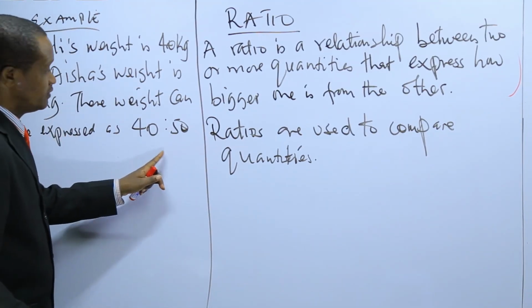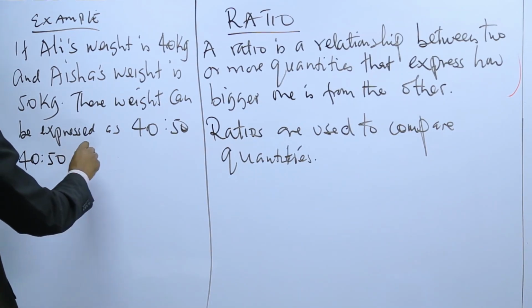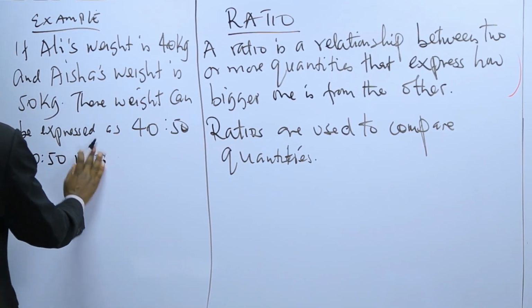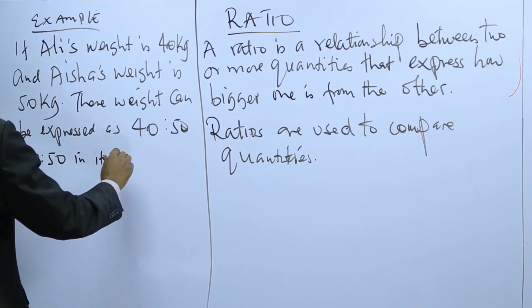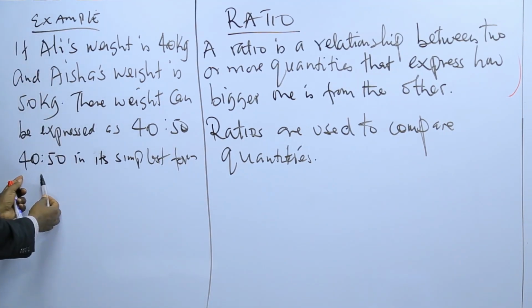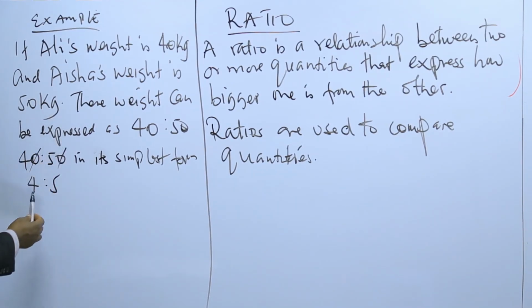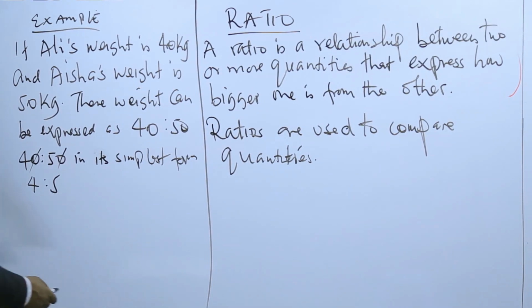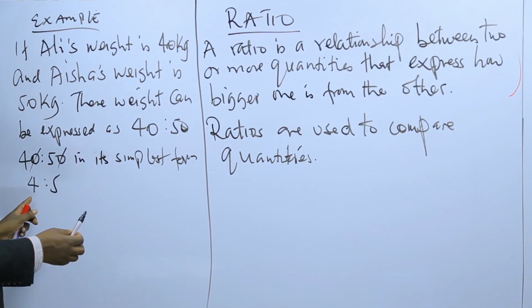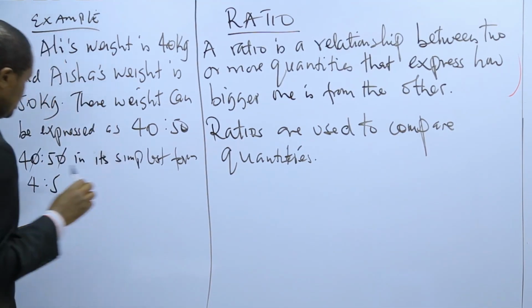When simplified further, 40 to 50 in its simplest form would be 4 to 5. This 0 cancels out with this, so that we have 4 to 5 being the ratio of Ali's weight to Aisha's weight.